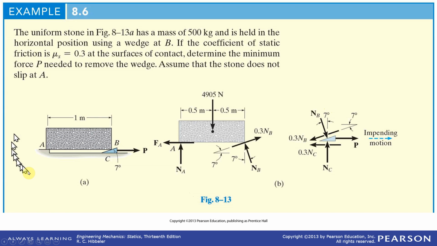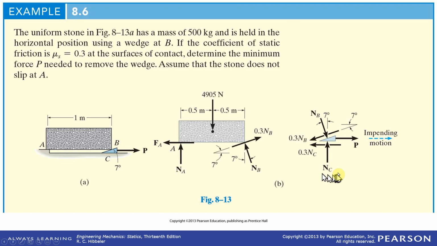And the question here, in this example, is what is the force needed to pull out the wedge? And we consider this block and coefficient of friction 0.3, and what's the force needed to pull it out? Now, we consider the free body diagram of big block and the wedge individually.